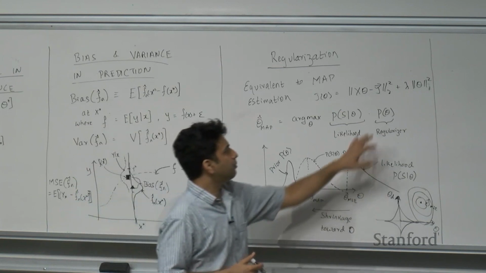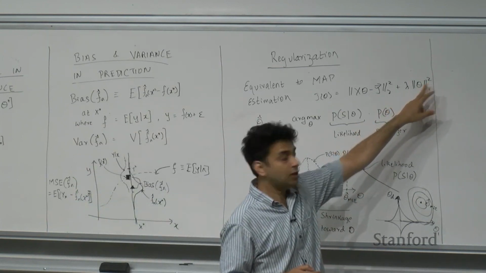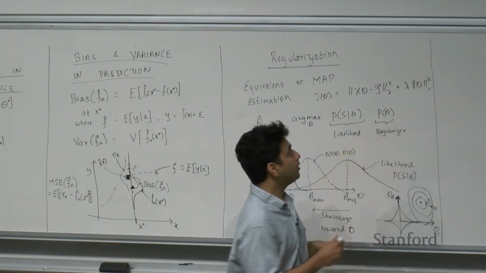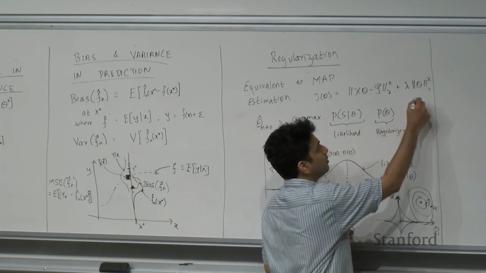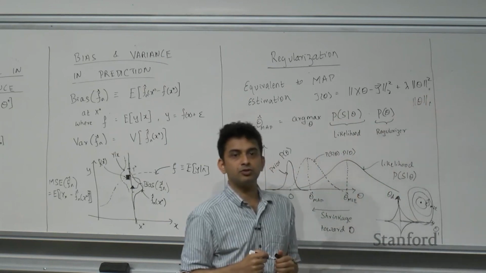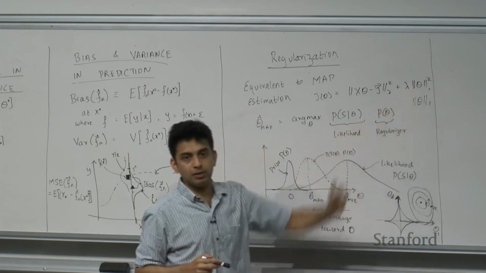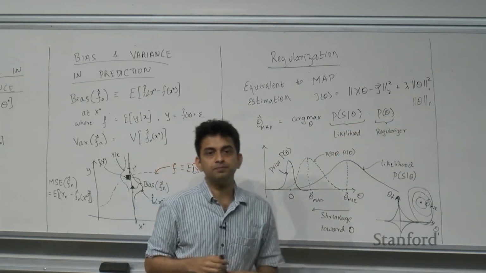If the prior is not Gaussian, this will not be squared error. It could be different. If you apply a Laplace prior, then you will have just the theta norm, the one norm, instead of the two norm. So the squared error happens only when you apply a Gaussian prior.